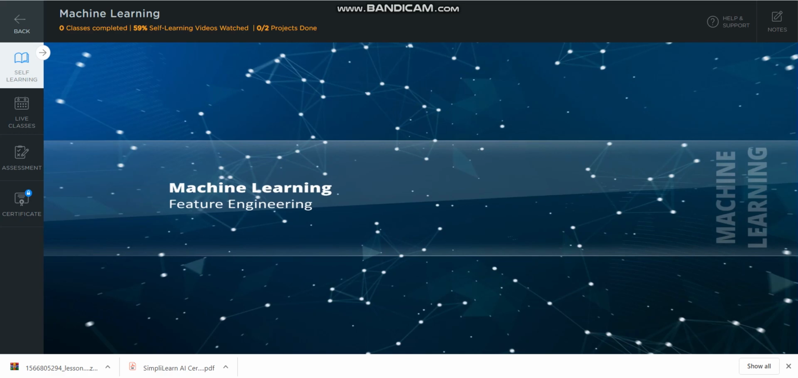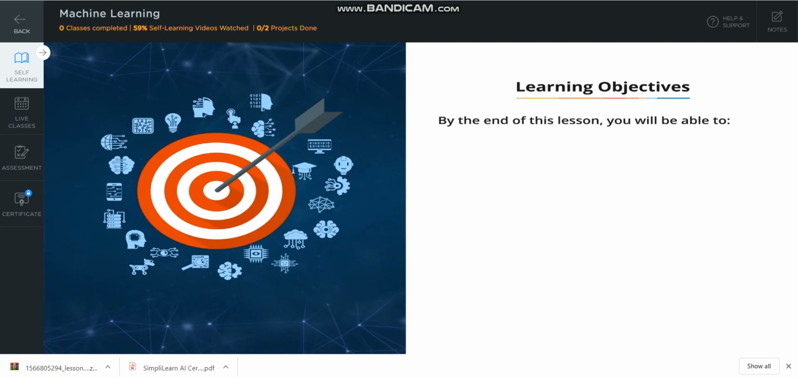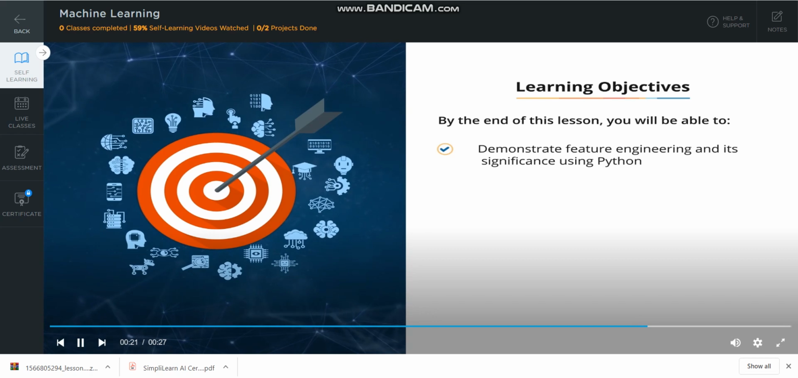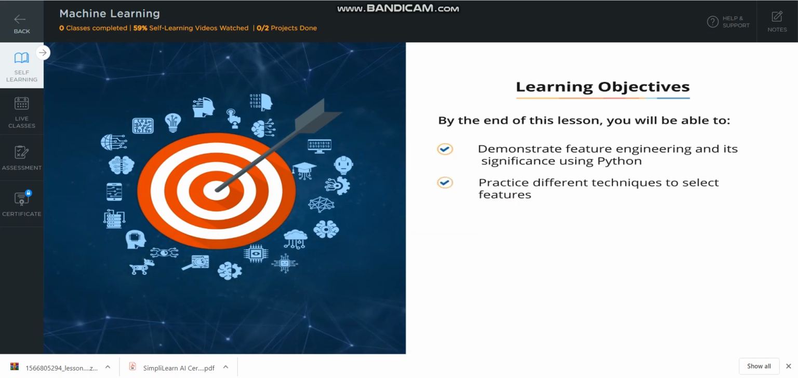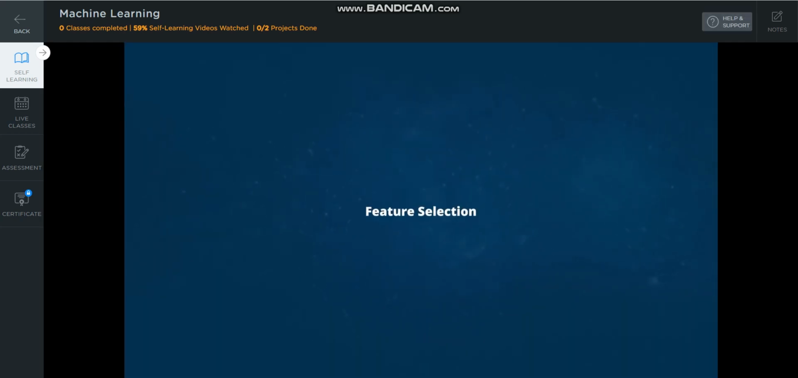In this lesson, you are going to understand the concept of feature engineering. By the end of this lesson, you will be able to demonstrate feature engineering and its significance using Python, practice different feature selection techniques. Go ahead and understand feature selection in detail.